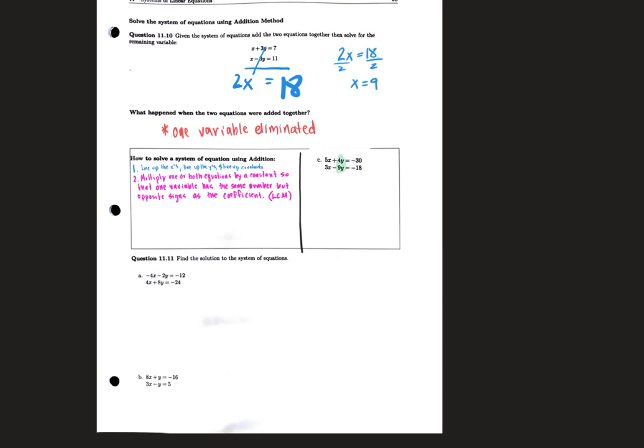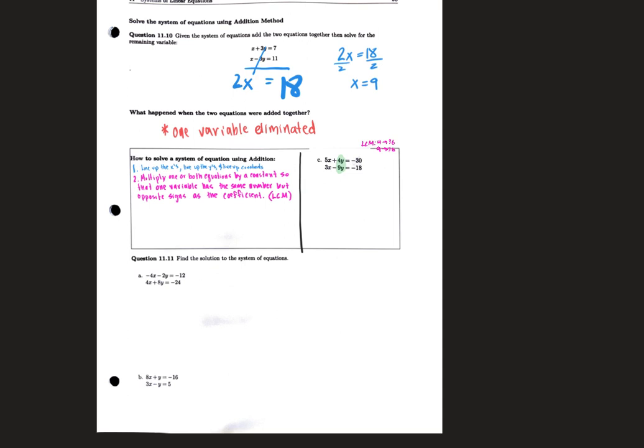5x plus 4y equals negative 30. And then our other equation is 3x minus 9y equals negative 18. I want to find the LCM between either 4 and 9 or 5 and 3. We want them also to be opposite signs, so that is why I would pick my y value, because they are already opposite signs. So I want to find the LCM between 4 and 9, which is 36.